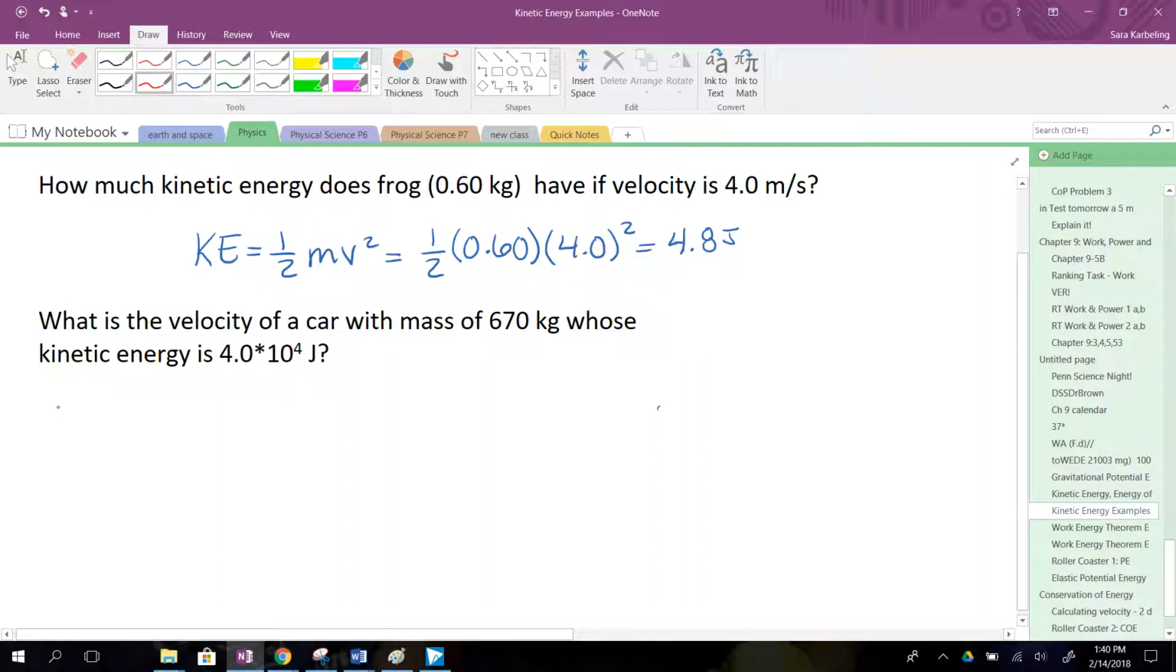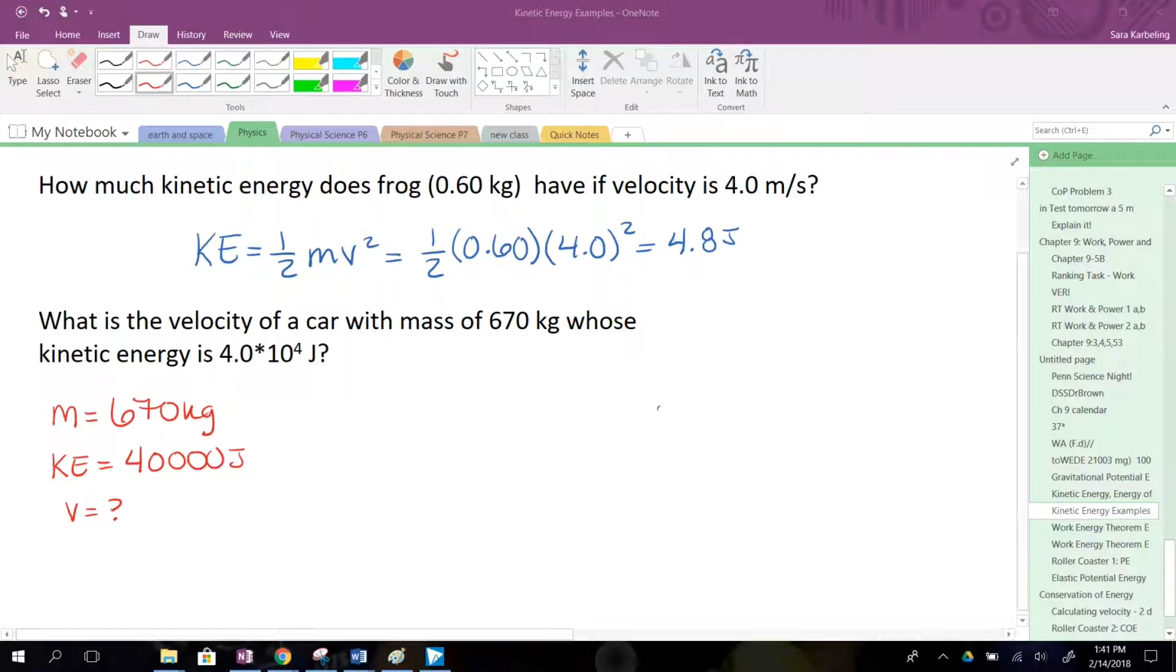All right. I'm going to write out my givens here because I think it's going to be helpful. M is 670 kilograms. Kinetic energy is 40000. That's a lot of zeros. We don't know the velocity. That's our question mark.